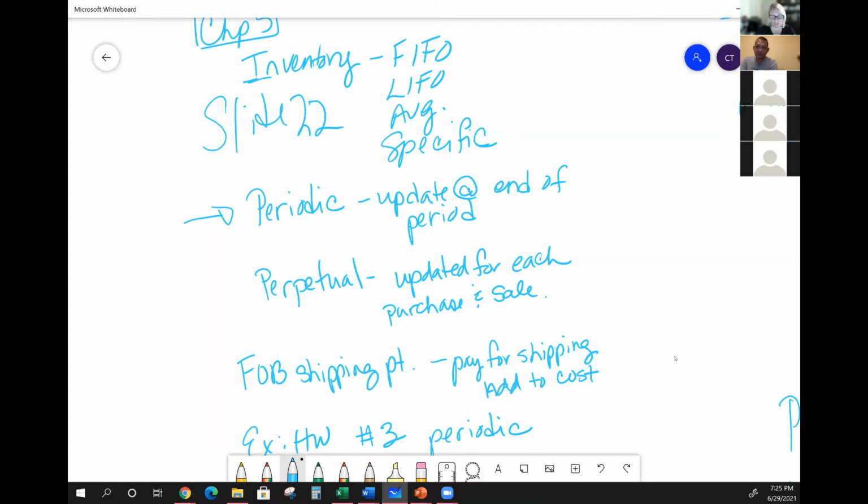So this chapter talks about periodic, and it also talks in the appendix about perpetual. I like the perpetual method better. It's a little bit harder to keep track, but that's the method that I like to use. So I give both in the problems, and I give both on the test. So you have to know how to do both methods.